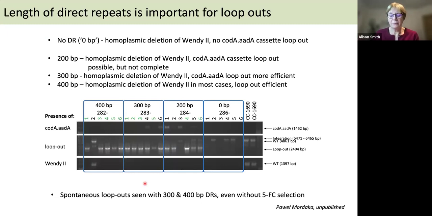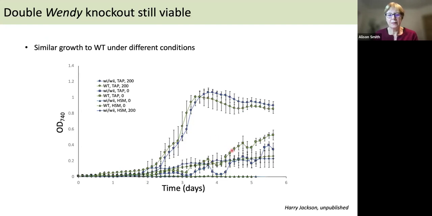Okay, so we've managed to generate a Wendy2 knockout in a Wendy1 knockout. So we've got both of them present, and we decided to assess how well they grew. This is growing them in different media. HSM is photosynthetic media, and so it requires the photosynthetic apparatus for the cells to grow. And TAP is the media which contains acetate. In the TAP media, shown in circles, they both grow. This is the wild type in green and the double knockout in blue. They both grow essentially the same.